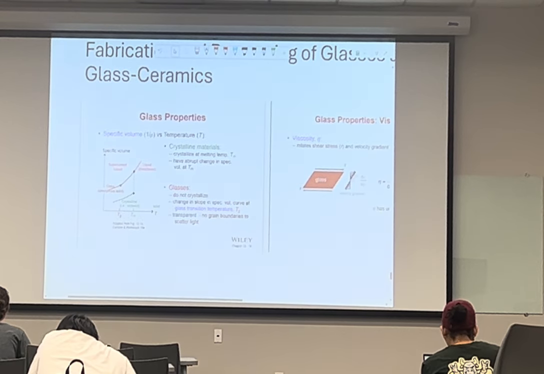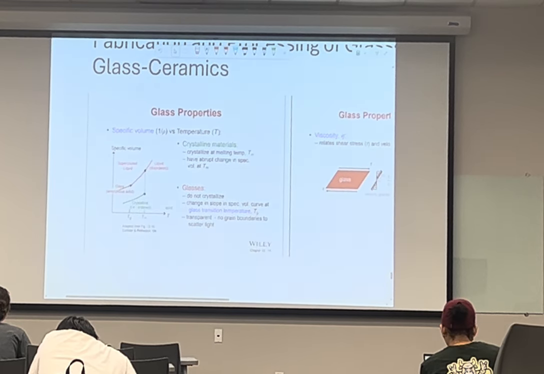But for glass materials, the volume is going to decrease continuously with temperature reduction, and so a slight decrease in slope of the curve occurs at what is called the glass transition temperature, which is the TG. They also call it the fictive temperature, but you can just call it glass transition temperature. And so they mentioned below this temperature, the material is going to be considered a glass.